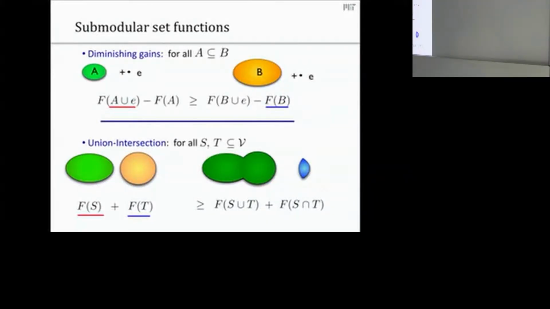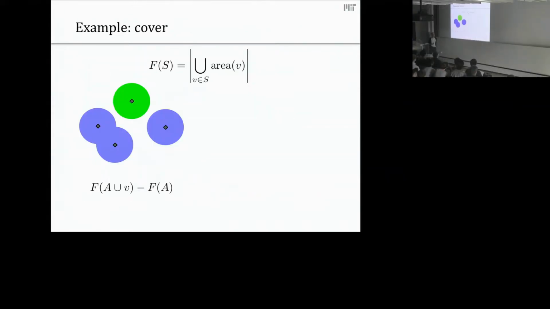All right, so now we know the definition. Let's look at some examples of submodular functions. Where do they come up? And here's one example. That's one simple way of modeling the sensor selection problem that we saw in Tübingen.